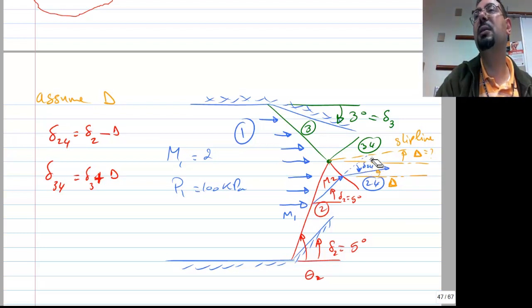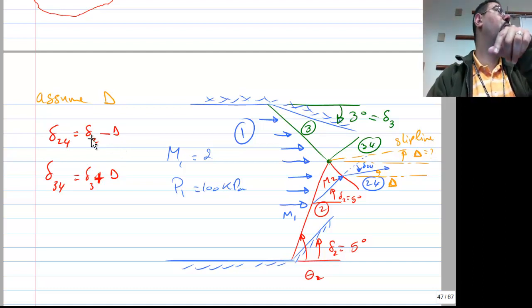You see that? How much is that? This is, let's call it delta 2.4. It's the deflection of the second flow, not the third flow. So how much was that deflection? Well, it's the difference between this and this. This 5 degrees was from horizontal. This capital delta was from horizontal. The difference between them is delta 2 minus capital delta.